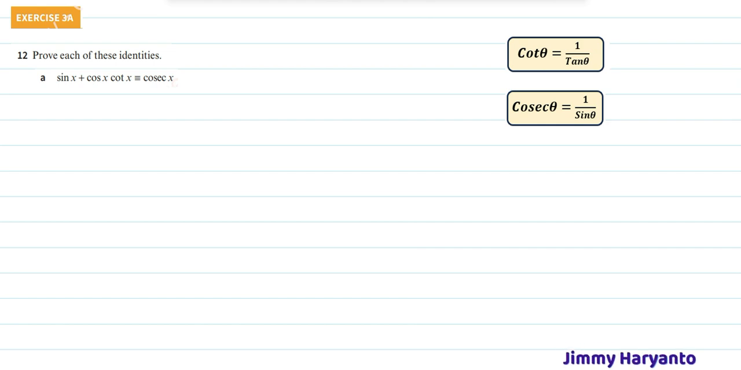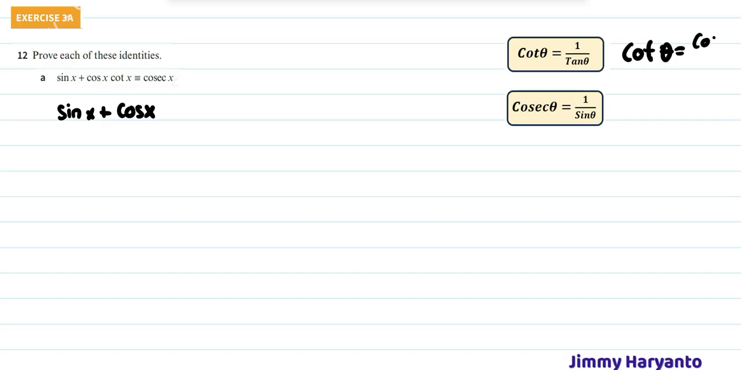So I have sine x plus cos x times cotangent x. I think we can change the cotangent x into, not 1 over tan, sorry, my bad, should be this one. Cotangent theta equals to cos theta over sine theta, this formula. So times with cos x over sine x, and the result later has to become cosecant x.